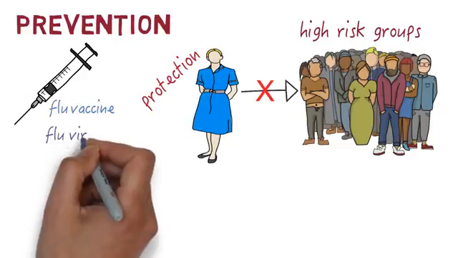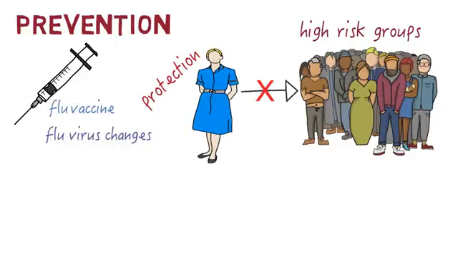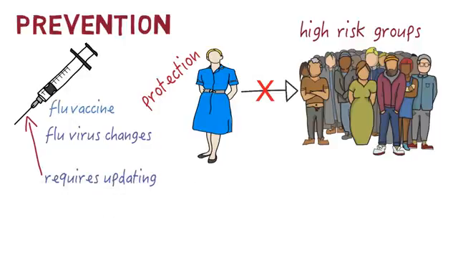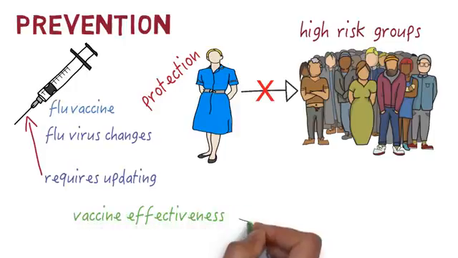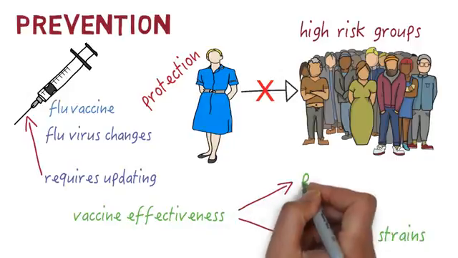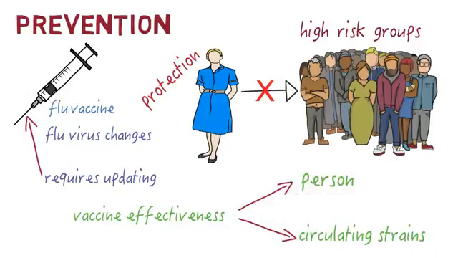The flu virus changes all the time. Remember drifts? Because of this, new flu vaccines are made every year to match the circulating flu strains, and annual vaccination is required. How well the vaccine works depends on how closely the vaccine matches the circulating strains and also the characteristics of the person being vaccinated, like age and health.